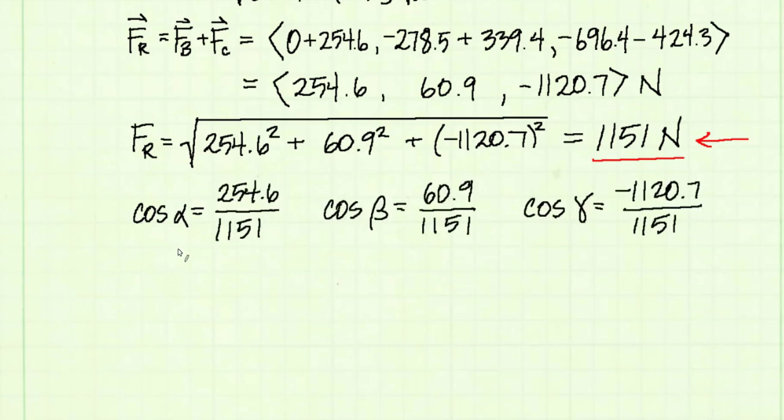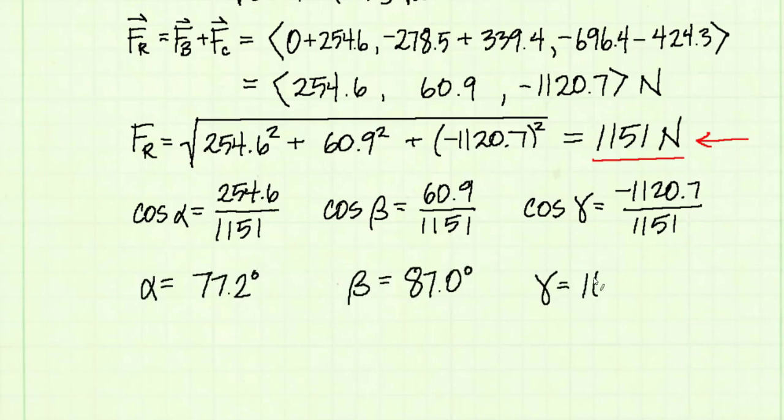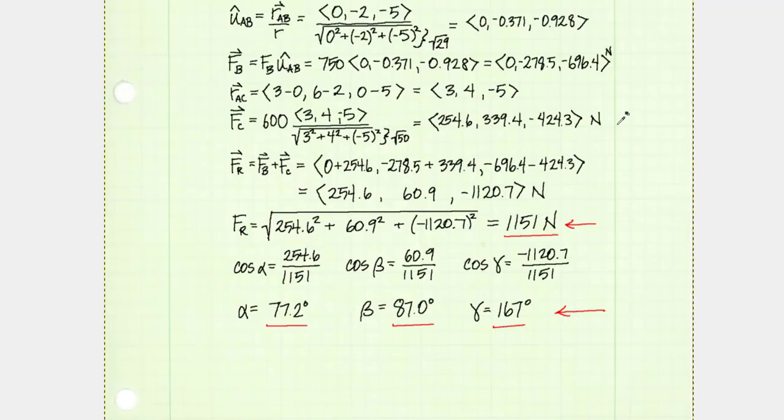The cosine of alpha is the x component over the magnitude. The cosine of beta is the y component over the magnitude, and the cosine of gamma is the z component over the magnitude. And now I'm going to take the inverse cosine of each of these fractions. Now I have alpha, beta, and gamma. And we're done.